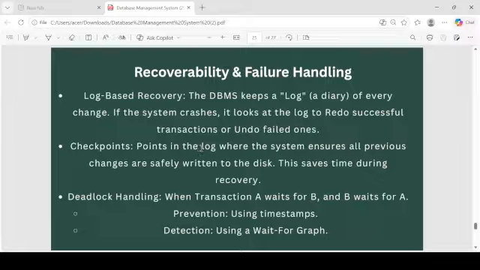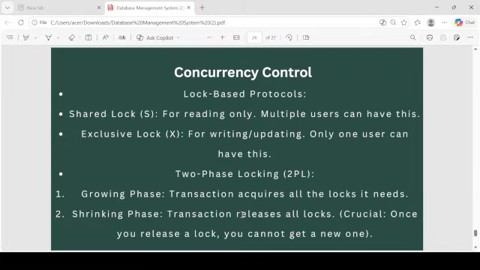Checkpoints are points in the log where the system ensures all previous changes are safely written to the disk. This saves time during recovery. Deadlock handling is needed when transaction A waits for transaction B and B waits for A. It is prevented using timestamps and detected using a wait-for graph. So this is recoverability and failure handling.